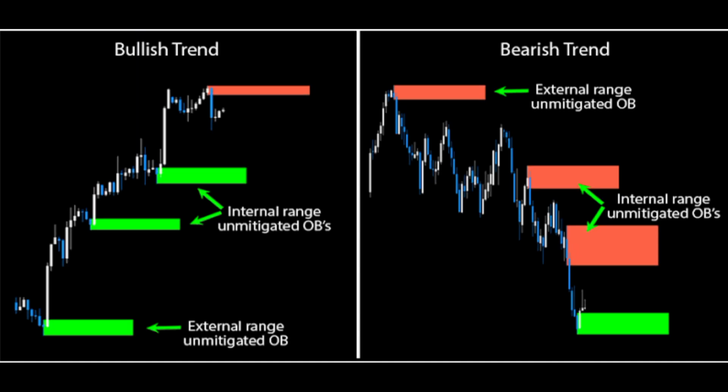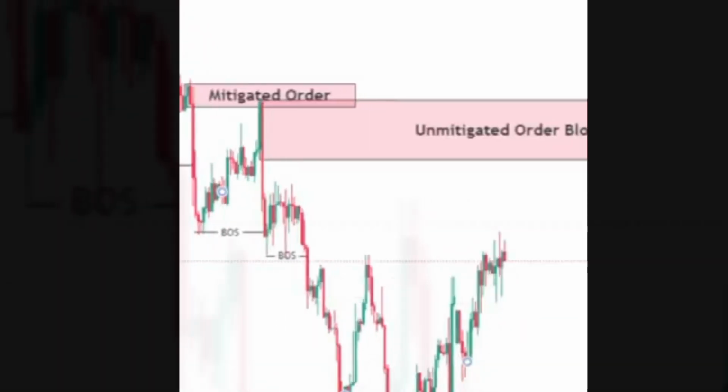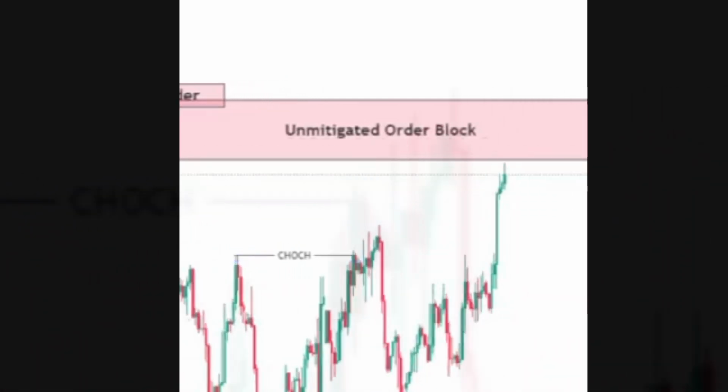Unmitigated order blocks. An unmitigated order block is a price area where the initial institutional orders have not yet been fully filled. This means the price has not returned to this level to absorb the remaining orders, leaving an imbalance. These areas are highly significant for traders as they are likely points where the price will revisit to mitigate the remaining orders, creating potential trade opportunities.